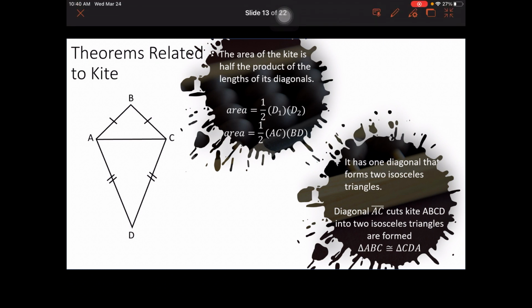Then, the fifth, it has one diagonal that forms two isosceles triangles. Tignan nyo po ito, yung nasa kaliwa. Yung nasa taas na part, di ba po, isosceles triangle siya kasi their legs are congruent. At the same time, yung nasa baba din, itong triangle ABC, yung kanyang legs are congruent, then they are isosceles triangles. And then ACD is also an isosceles triangle kasi po yung kanyang legs are congruent. Kaya po, isang diagonal natin forms two congruent triangles, yung isang diagonal natin forms two isosceles triangles.